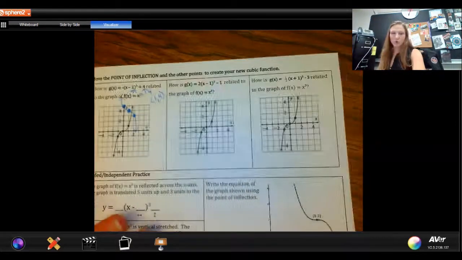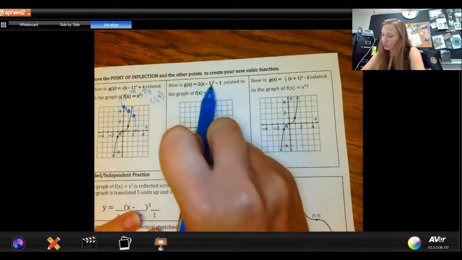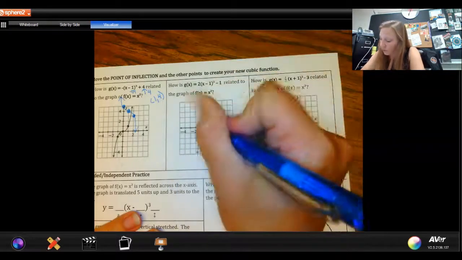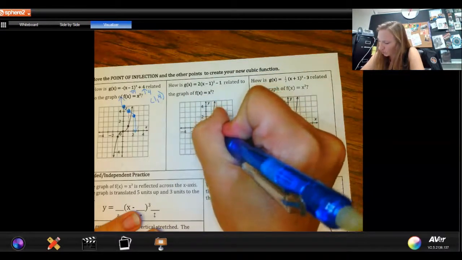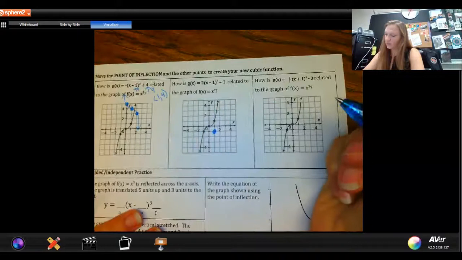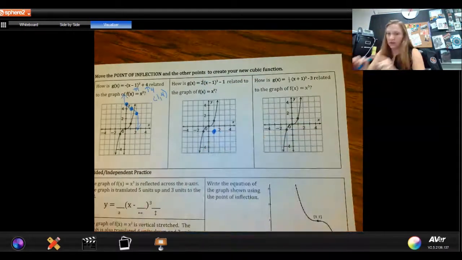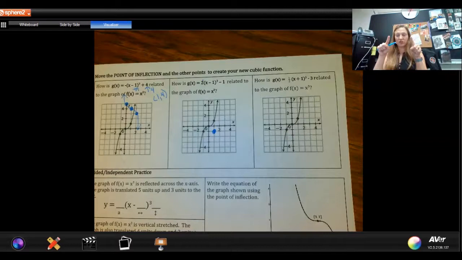All right, try one with a stretch now. Notice we have a point of inflection at 1, -1. There's my new point of inflection. And this time I have a vertical stretch of 2. The easiest way to do it is to always go over 1 from that point of inflection. The A tells us where to move from there. So from there, I'm going to go up 2 and down 2 on either sides of that point of inflection.